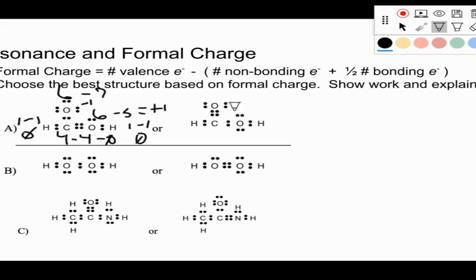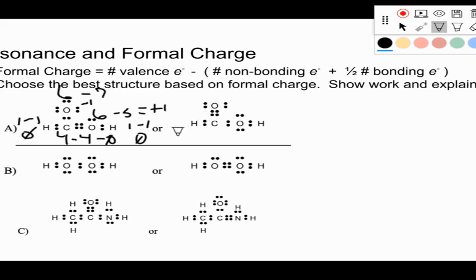Let's compare it to this option. So these are both the same combination of elements, but they are drawn in 2 different Lewis structures. We're trying to decide which Lewis structure is the best. That is the whole point of formal charge. There's lots of ways to draw some of these. We got to figure out which way is the best.